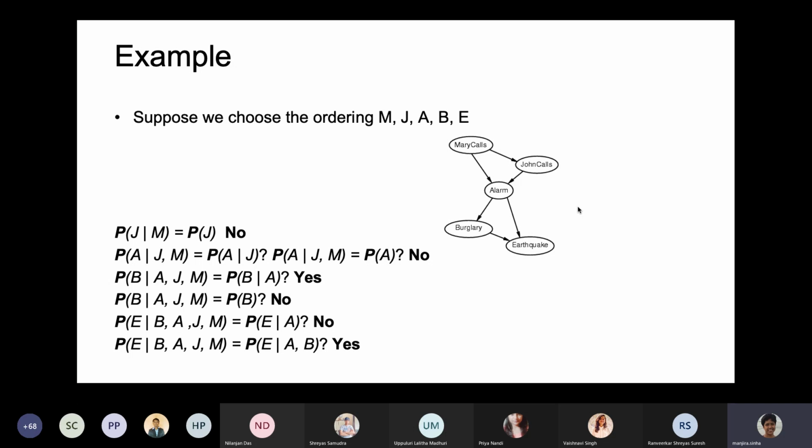For probability, if you have all these probabilities, say A given J comma M, E given A comma B, B given A, you can also work out the other probabilities using Bayes theorem. So using this, if needed, you can find out P of A given B, P of A given B comma E. It will be a bit complex, but it is doable.